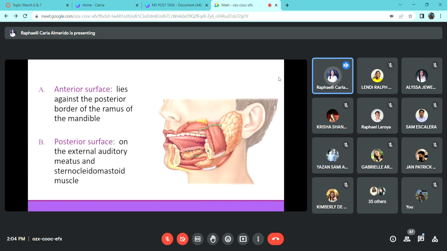Okay, so in this photo, you will see this muscle, the buccinator, and under that will be the anterior surface. You will see the ramus of the mandible. Again, for the posterior, at the back, you will see the ears on this region and the osseous structure nearest to it, as well as the muscular structure, is your external auditory meatus and sternocleidomastoid muscle.